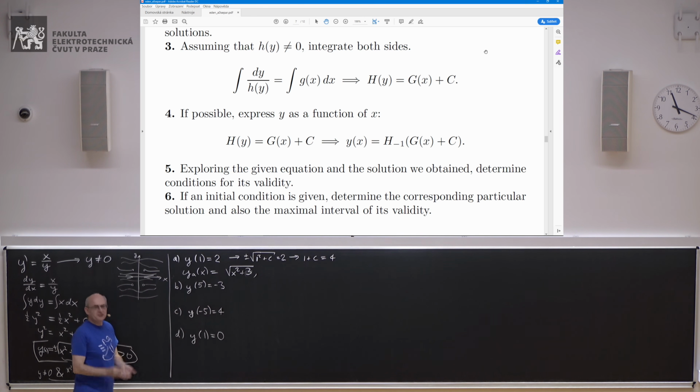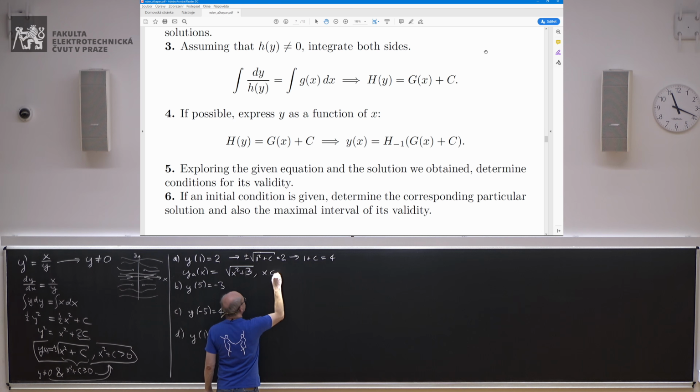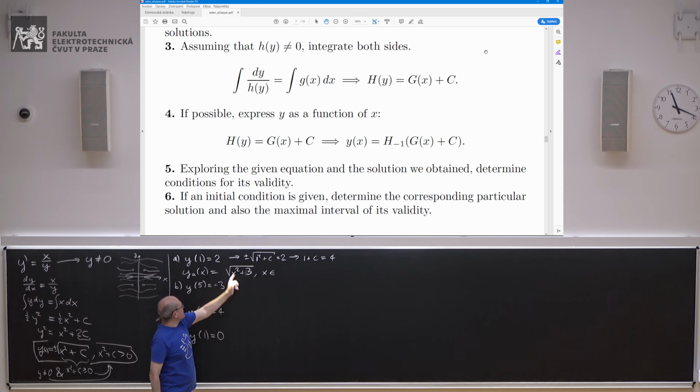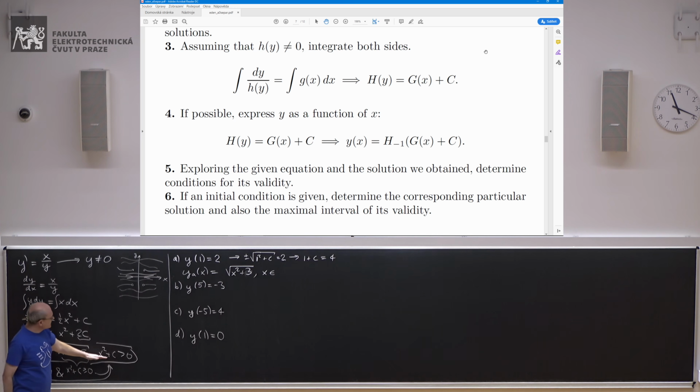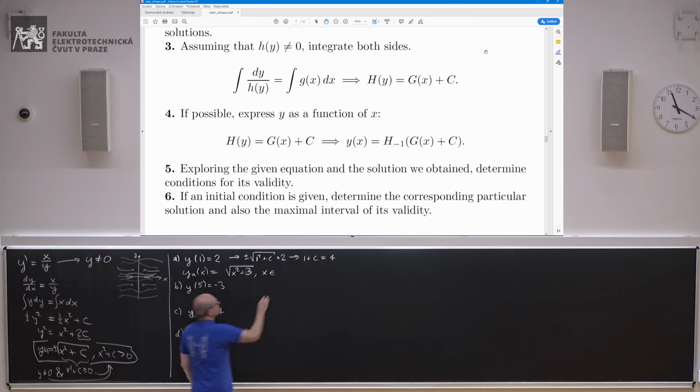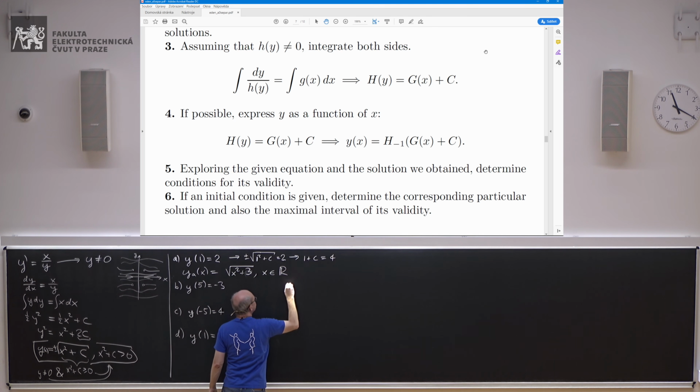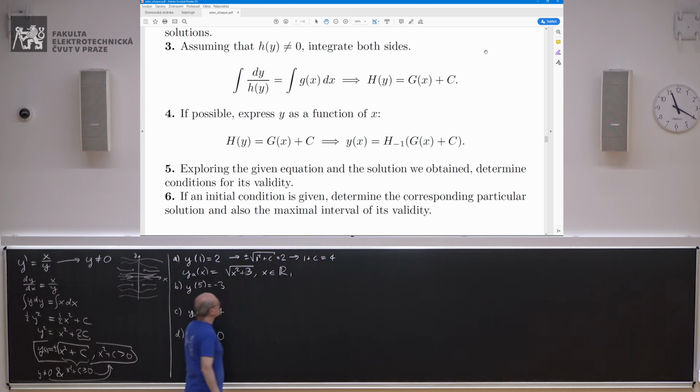And there are 2 things we have to worry about now. Let's first handle the easier one. Region of validity. Well, x squared plus 3 is supposed to be positive. That's our condition that we came up with. And this is true always. So we have a solution which is valid on the whole real line.